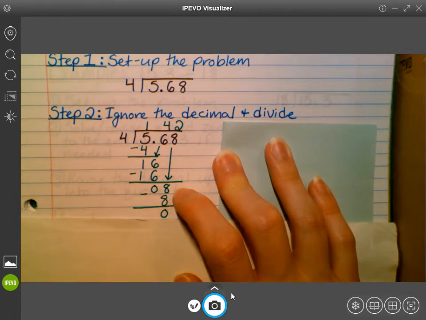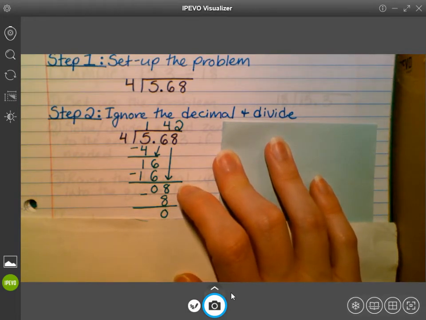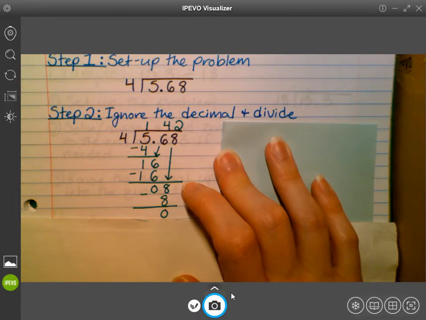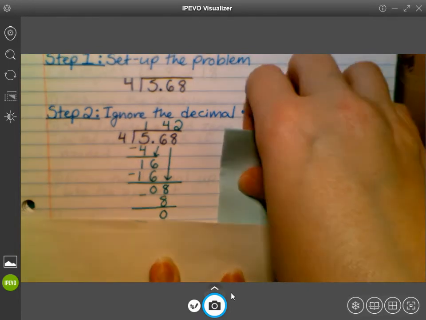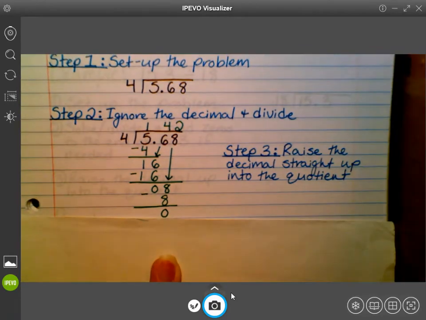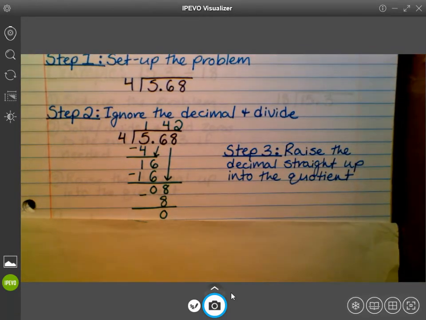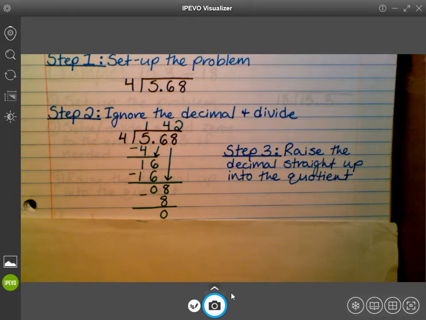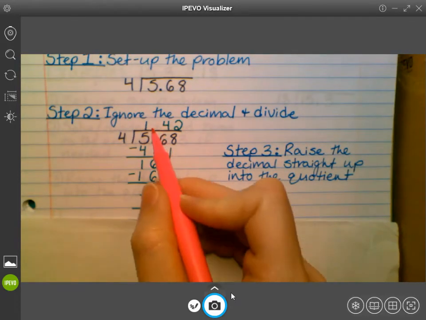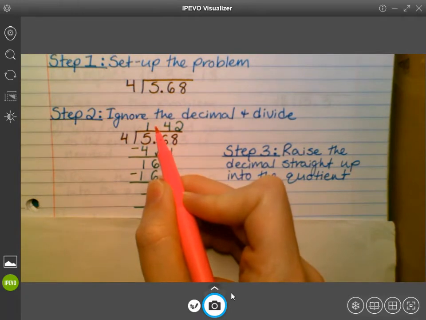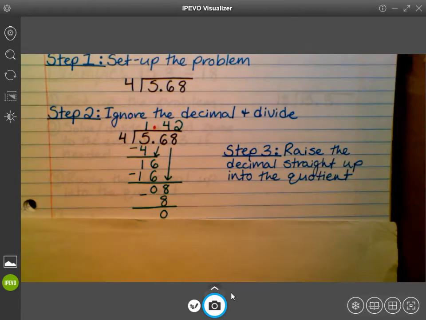Now, step 3 is the decimal. We ignored the decimal and we divided. What you need to do for step 3, and write down step 3 first, is raise the decimal straight up into the quotient. So, if my decimal is here, I raise it straight up into the quotient, and it is now there. It's bad if you don't put it in.